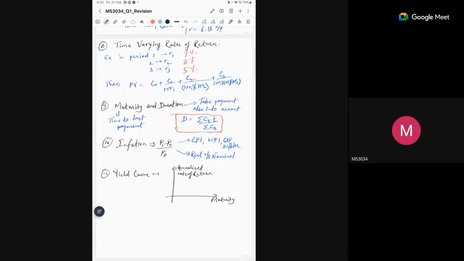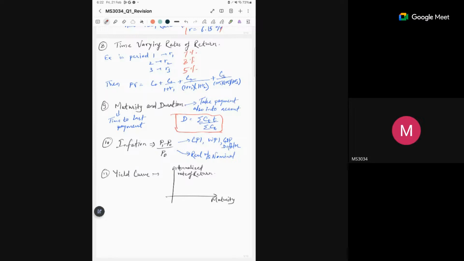And also we discussed the concept of real and nominal. Real is in terms of goods, and nominal is in terms of currency, or the prices. Okay, so we will discuss what the formulas are, and we will solve some questions on this concept.